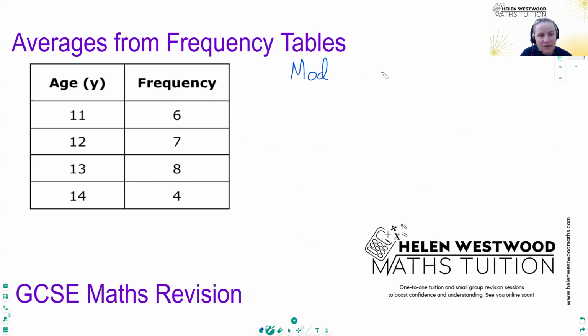So starting with the mode, which can be one of the most straightforward ones because we're just looking where we've got the highest frequency. Okay, so we've got the highest frequency there of 8, but we've got to be careful not to write down 8 as our answer, because that 8 refers to the fact that we've got 8 children with an age of 13 years. So it's 13 years that has the highest frequency, is the age that comes up the most.